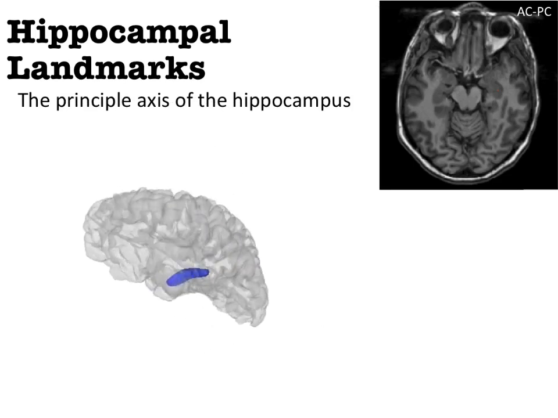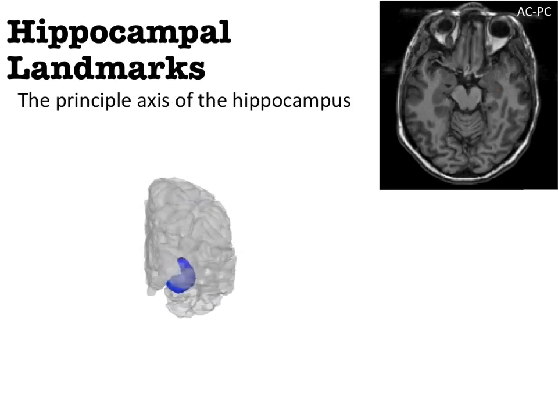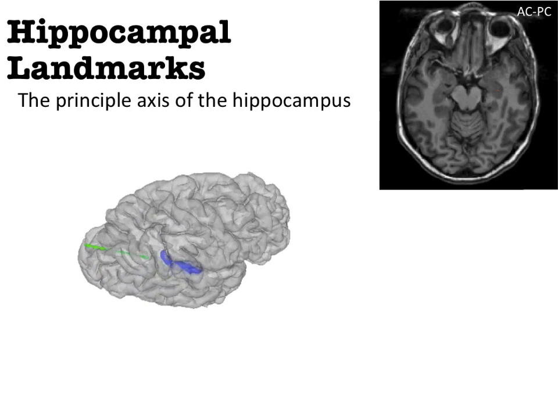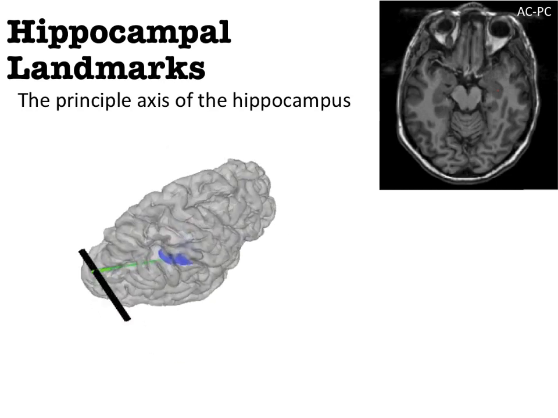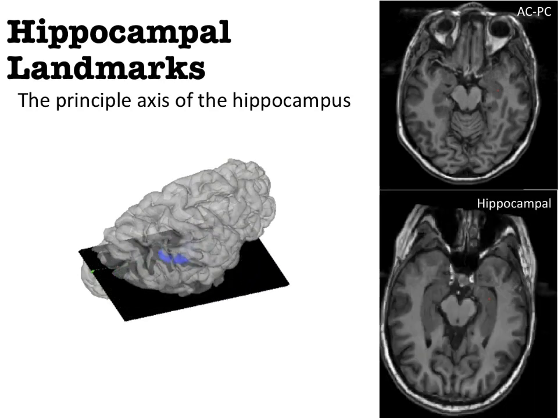When we identify this axis, we can then reslice the MRI through it, and this video illustrates the form that reslicing takes. On the top right, you see a typical ACPC cross-section with a red dot in the head of the hippocampus. And in the bottom right, you see that same red dot, but in the same pseudoaxial cross-section, you have the full length of the hippocampus.